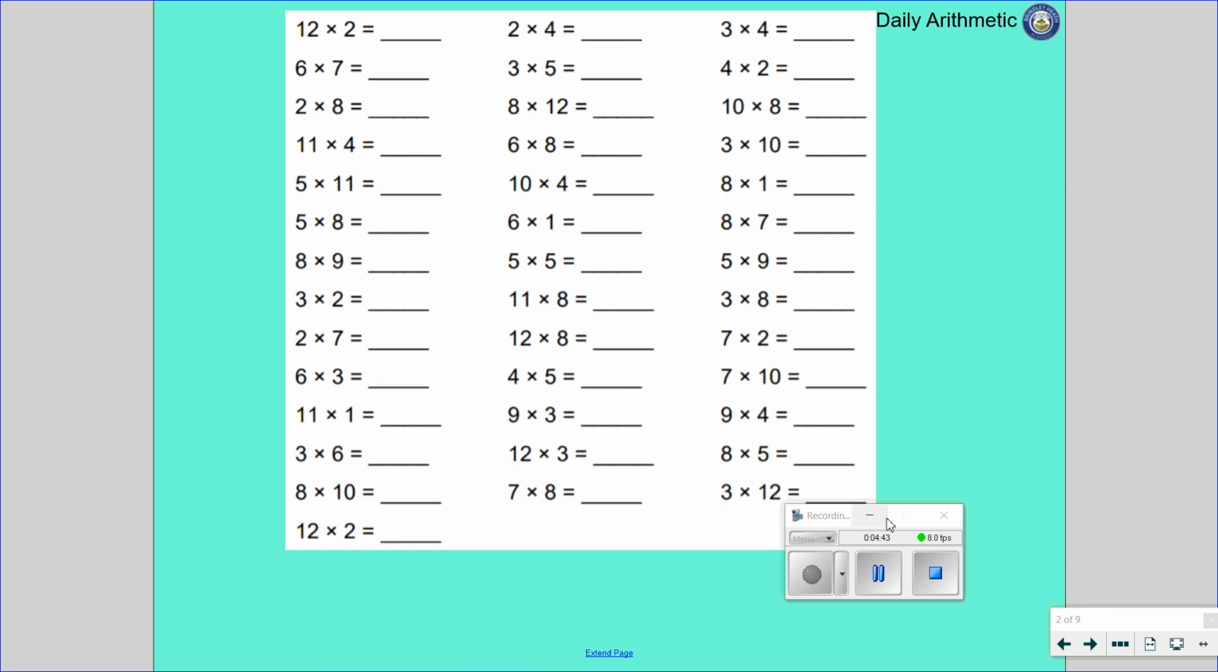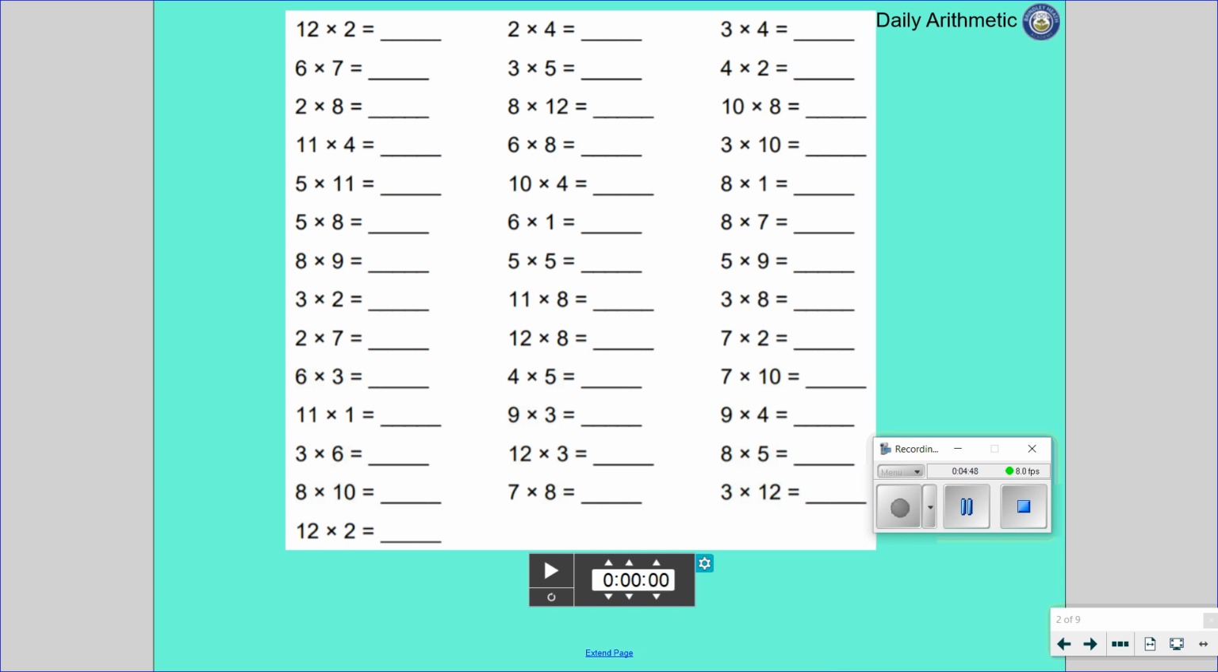Okay, next thing for us to have a go at this morning then, Year 6, is our times tables. So set yourself a minute timer and see how many times you can get through the sheet on the screen.